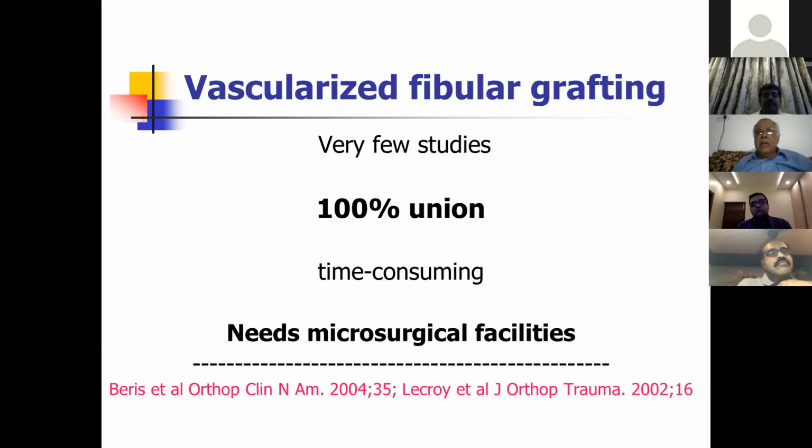Union is 100% when you use a vascularized fibular graft, but it's a time-consuming procedure. It takes 7 or 8 hours, even 10 hours, and it needs microsurgical facilities, and it is not everybody's cup of tea. You have to have a vascular surgeon with you. So this method is not applicable in everybody's hand.